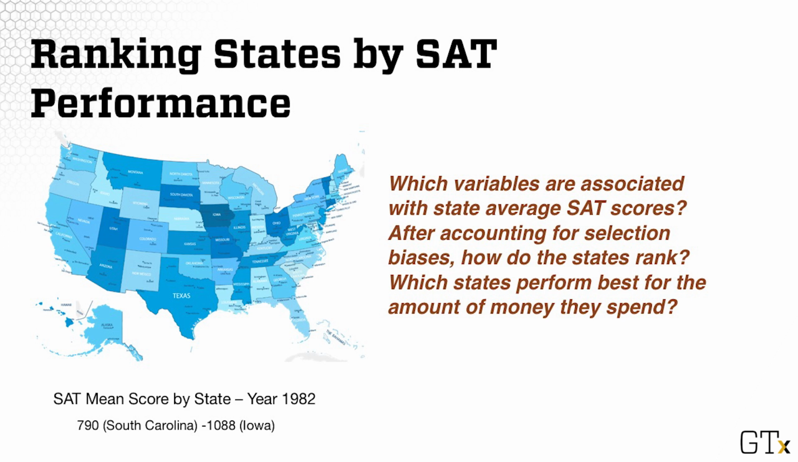United States. The average state SAT scores vary considerably by state, with the mean scores falling between 790 for South Carolina and 1,088 for Iowa. Two researchers examined compositional and demographic variables to understand to what extent these characteristics were tied to SAT scores. The research questions addressed in this example are: which variables are associated with the state SAT scores? How do the states rank with respect to the SAT performance? Which states perform best for the amount of money they spend?